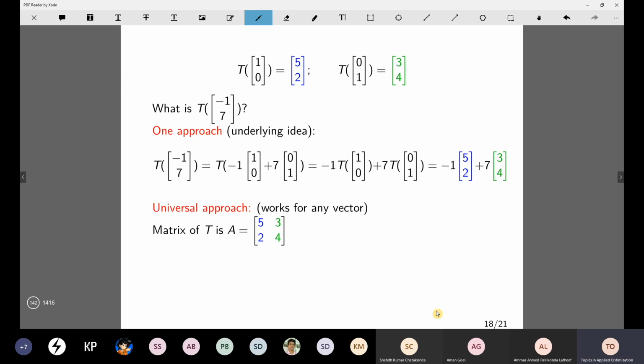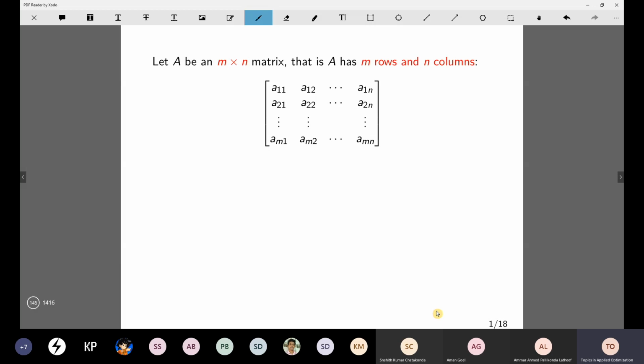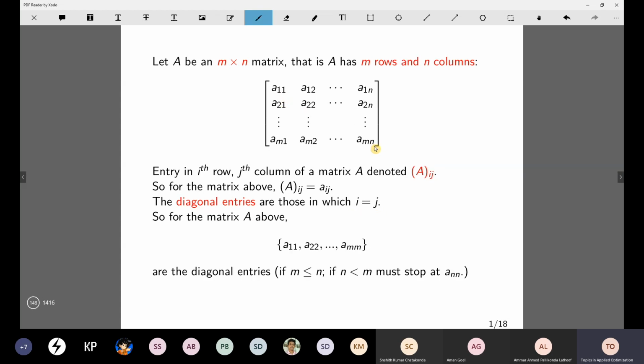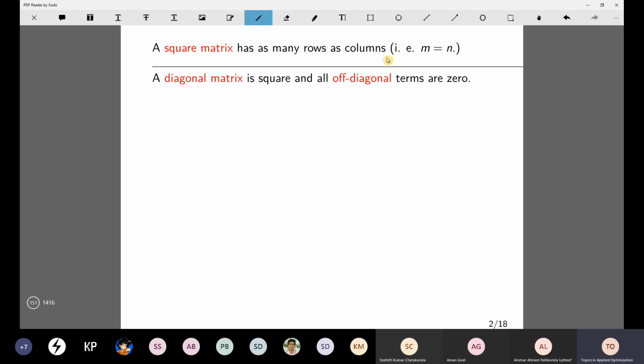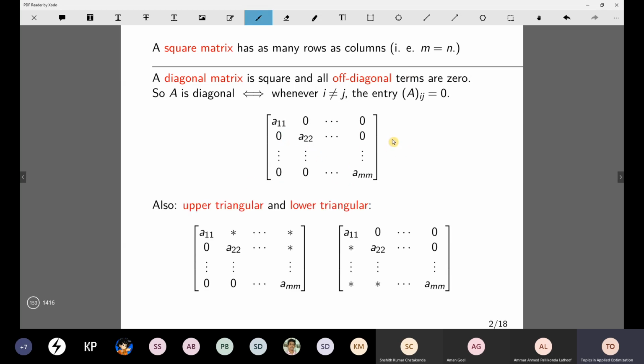Yeah. So this is what we did also. Let A be an m by n matrix that has m rows and n columns, and the usual entries will be denoted by Aij like this. The diagonal entries are those in which i is equal to j, obviously. These are the diagonal entries of the matrix. A square matrix has as many rows as columns. A diagonal matrix is square and all off-diagonal terms are 0, like this, and all other entries are 0. This is called a diagonal matrix.